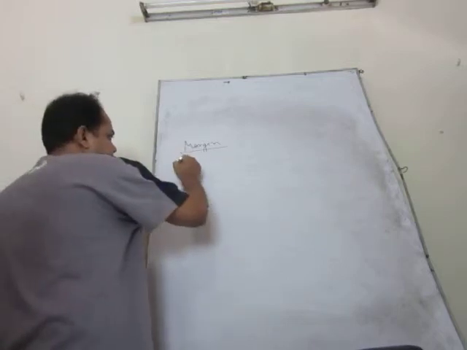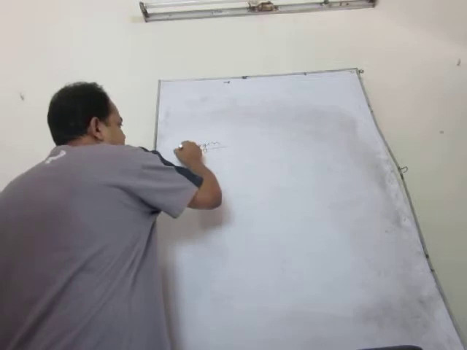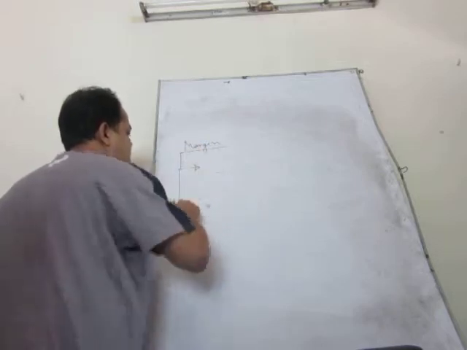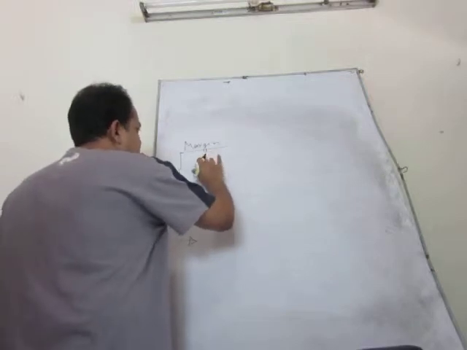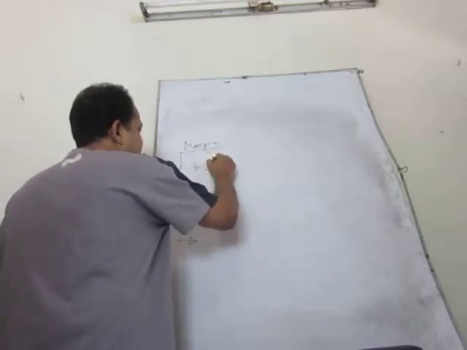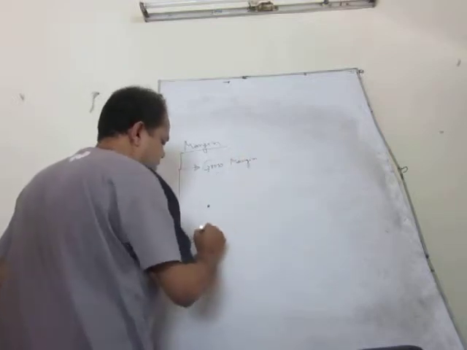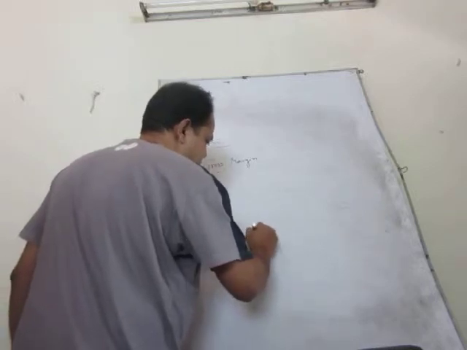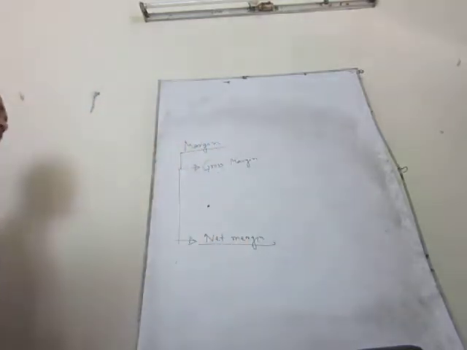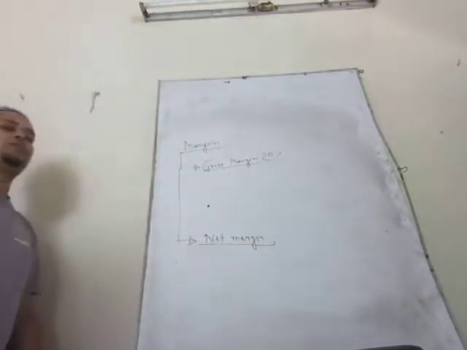Margin means, suppose, as for example, there are two types of margin. One is gross margin, and another is net margin. What does it mean? Suppose, as for example, gross margin is 20%. It has a kind of meaning.